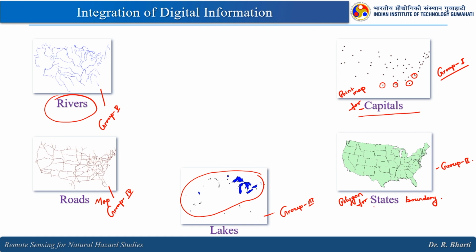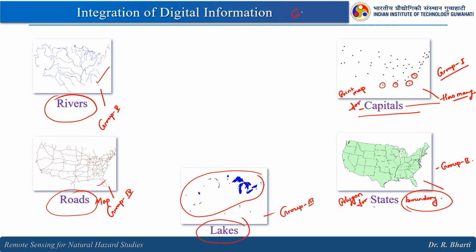Now, individually, you will be able to tell how many capitals there are for a specific country. Here you can say this is the boundary of a particular state. Here you can say these are the lakes present in this particular country. Here you can say this is the road network for a particular country. Here this is the river system, or fluvial system, of a particular country, right.